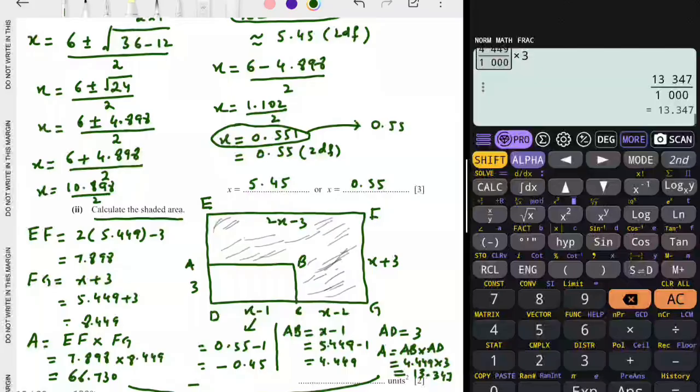Now we are going to minus both answers. So when you minus them, your answer becomes 66.730 minus 13.347. So the answer becomes 53.38. So this would be your final answer after subtraction, 53.38, or it can also be written as 53.4.